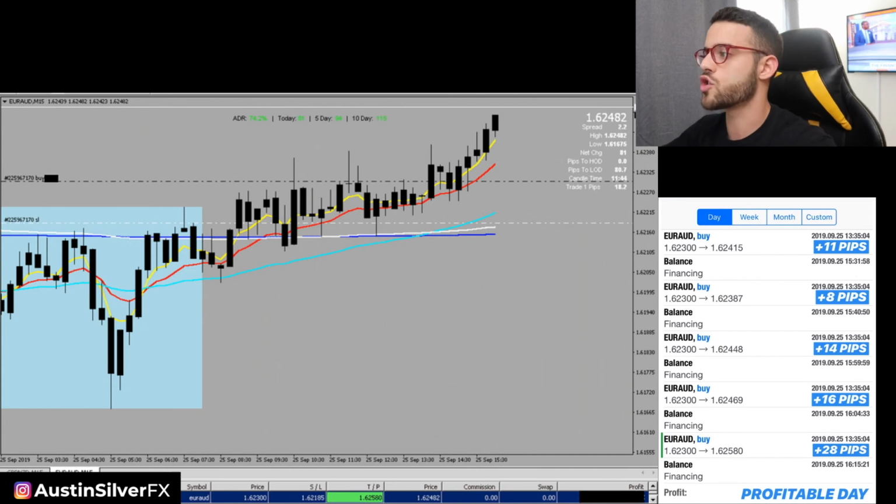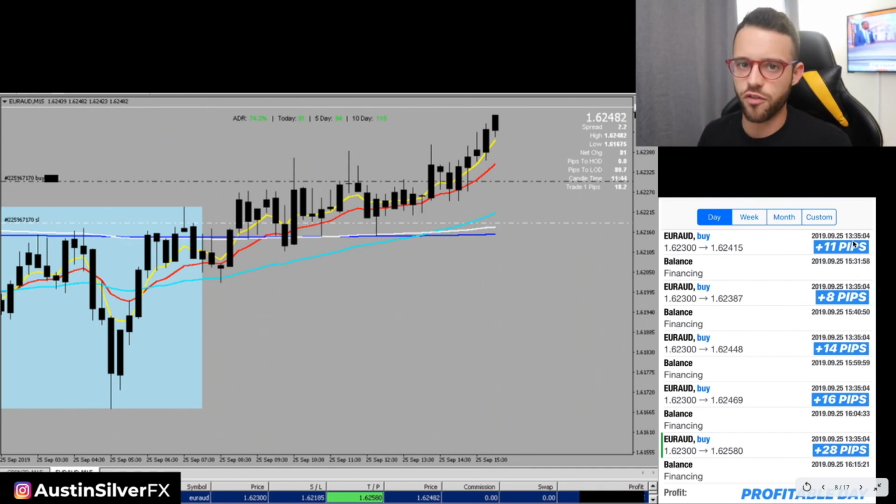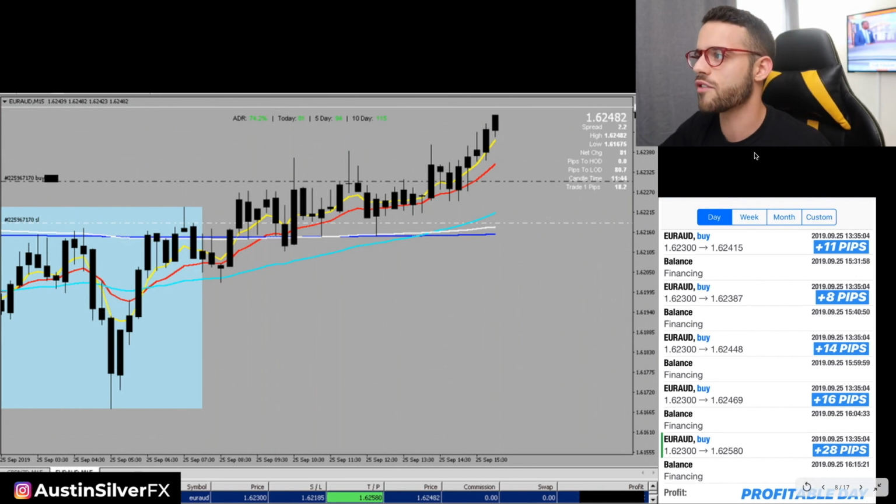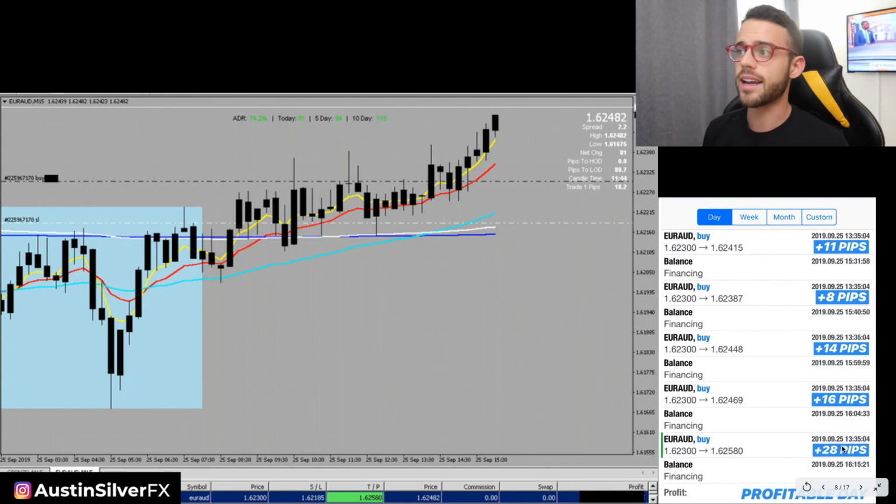Here's another example. This is Euro AUD going back into last week on the 25th. This was a trade that I entered at 13:35, so that'd be at about 6 a.m., 6:30. Again, before most people are eating breakfast. As you can see in the photo, I'm up 18 pips there. The P&L at the bottom here, you can see I pulled 28 pips from the best position. Just a really nice trade, again, before most people are eating their pancakes.